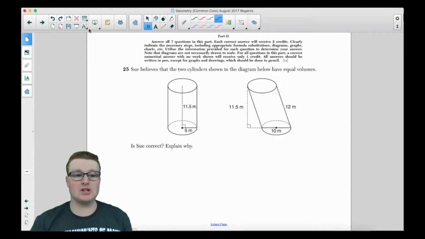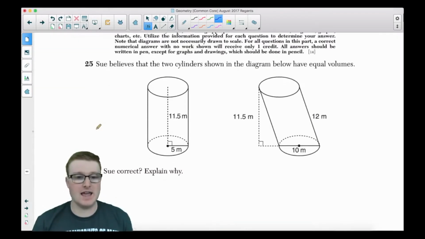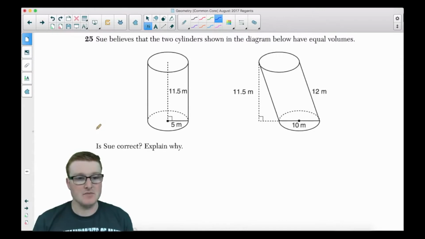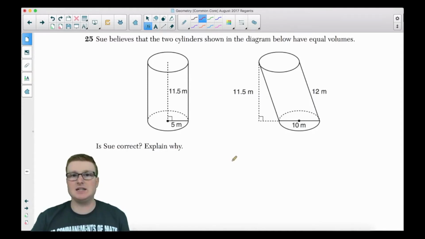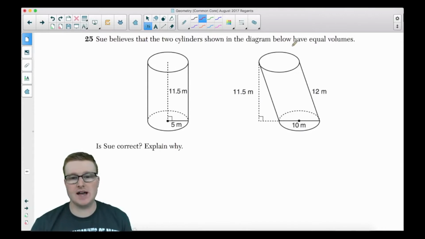So the first question right out of the gate, this was not a repeat question, but it was a question similar to the June 2017 Regents exam. Again, they're testing your knowledge of Cavalieri's principle without even saying Cavalieri's principle in the question. Let's talk about it. Sue believes that the two cylinders shown in the diagram below have equal volumes. Is Sue correct? Explain why.